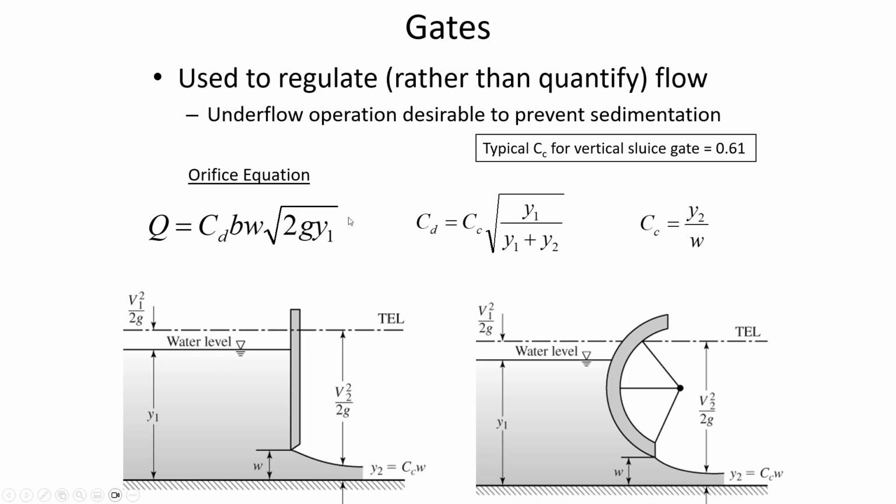2gY1 gives us basically the velocity of the flow from under the gate. And then the coefficient of discharge corrects for energy losses. And that will apply for if it's a radial gate or a flat gate, either one.